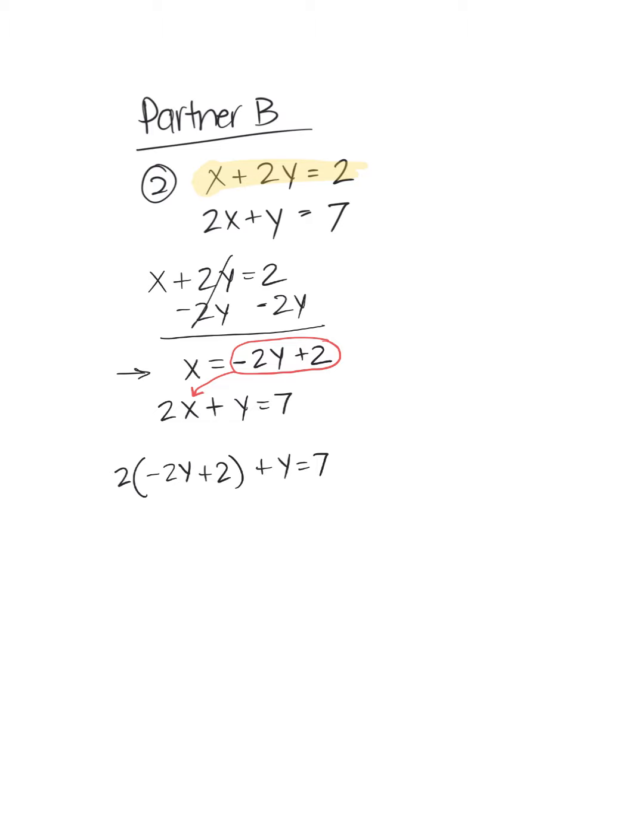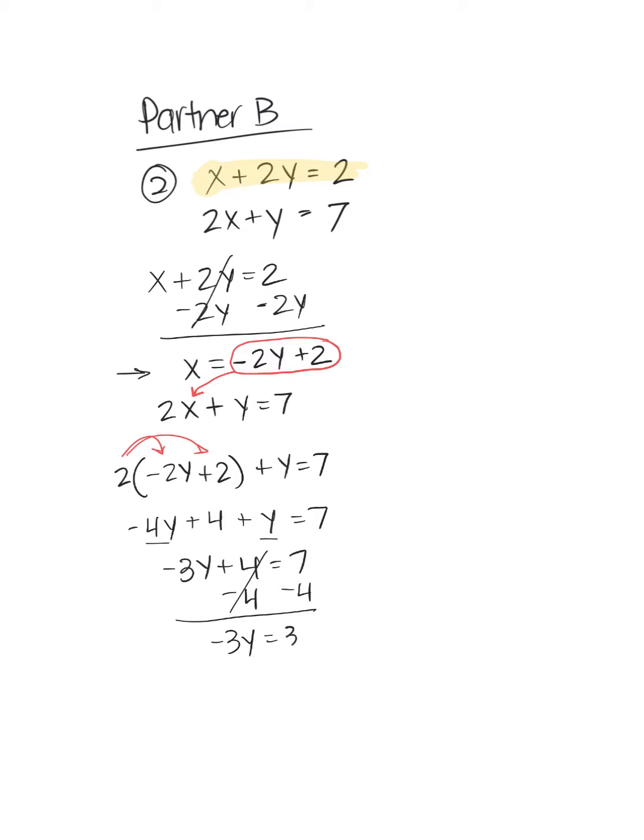All right, so let's do our distribution. The distributive property allows me to do this. So 2 times negative 2y is negative 4y, and 2 times 2 is 4. Again, I'm going to combine my like terms. Negative 4y plus y is negative 3y. Additive inverse, subtract 4 from both sides. Multiplicative inverse, divide by negative 3. And we get y equals negative 1.